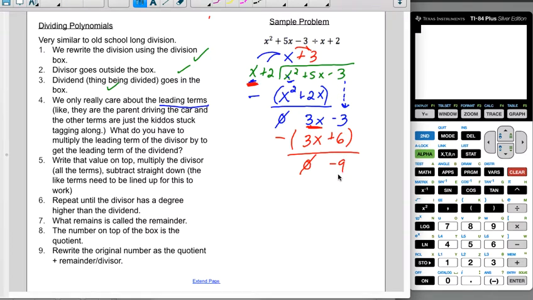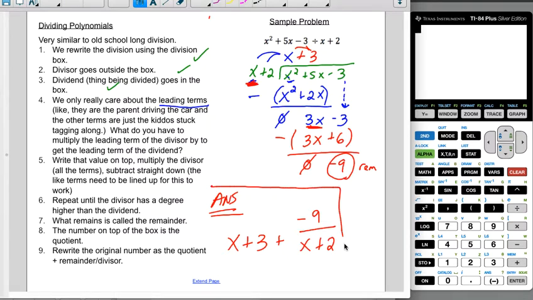And now that this degree is smaller than this degree, this is called my remainder. So my answer is going to be my quotient, which is the thing on top of the box, x plus 3, plus my remainder over my divisor. And that's how we do long division of polynomials. It's the same set of skills that we just did with numbers that you learned in 4th grade, but it's a little bit different because you've got x's. Same skill, just a little different.